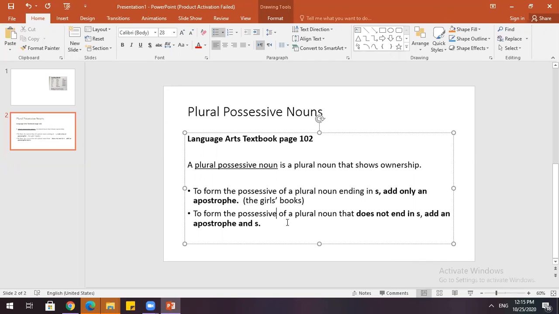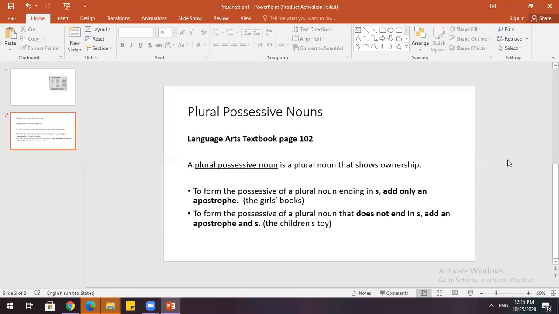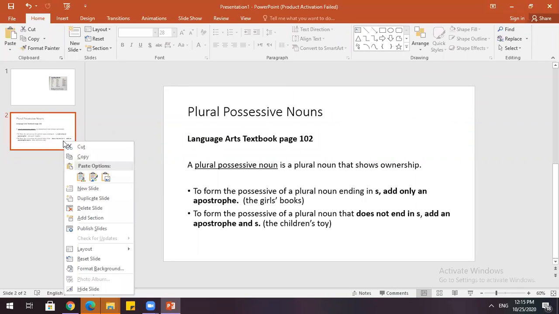But here, if we have, for example, children. How do we make children a possessive noun? We have to add apostrophe and s, because it does not end in s. Okay, guys? Do we know the difference between them? When do we add only an apostrophe? When do we add apostrophe and s? That's easy. All right, let's answer some of these together.